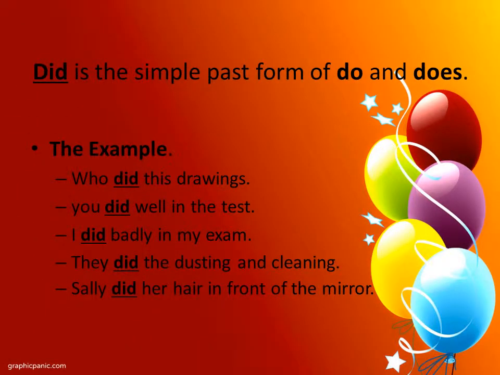Did is the simple past form of do and does. For example: Who did these drawings? You did well in the test. I did badly in my exam. They did the dusting and cleaning. Sally did her hair in front of the mirror.